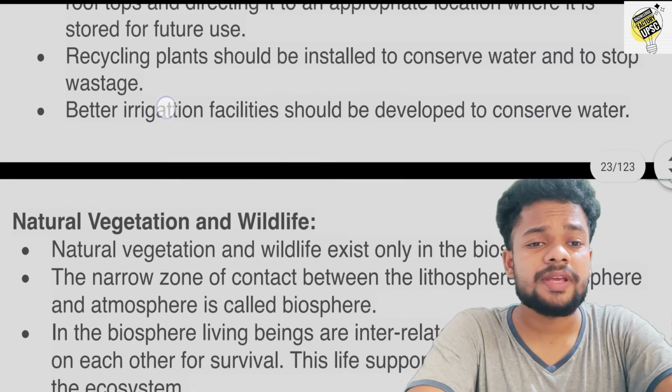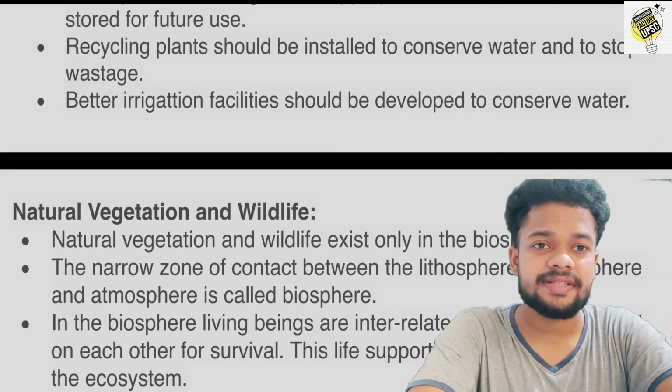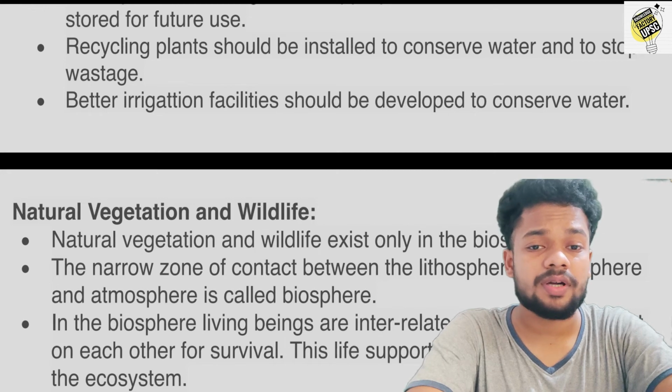Recycling plants should be installed to conserve water, and it will stop the water wastage. So we have to install the recycling plants. It will help in water conservation. Better irrigation facilities should be developed to conserve water.